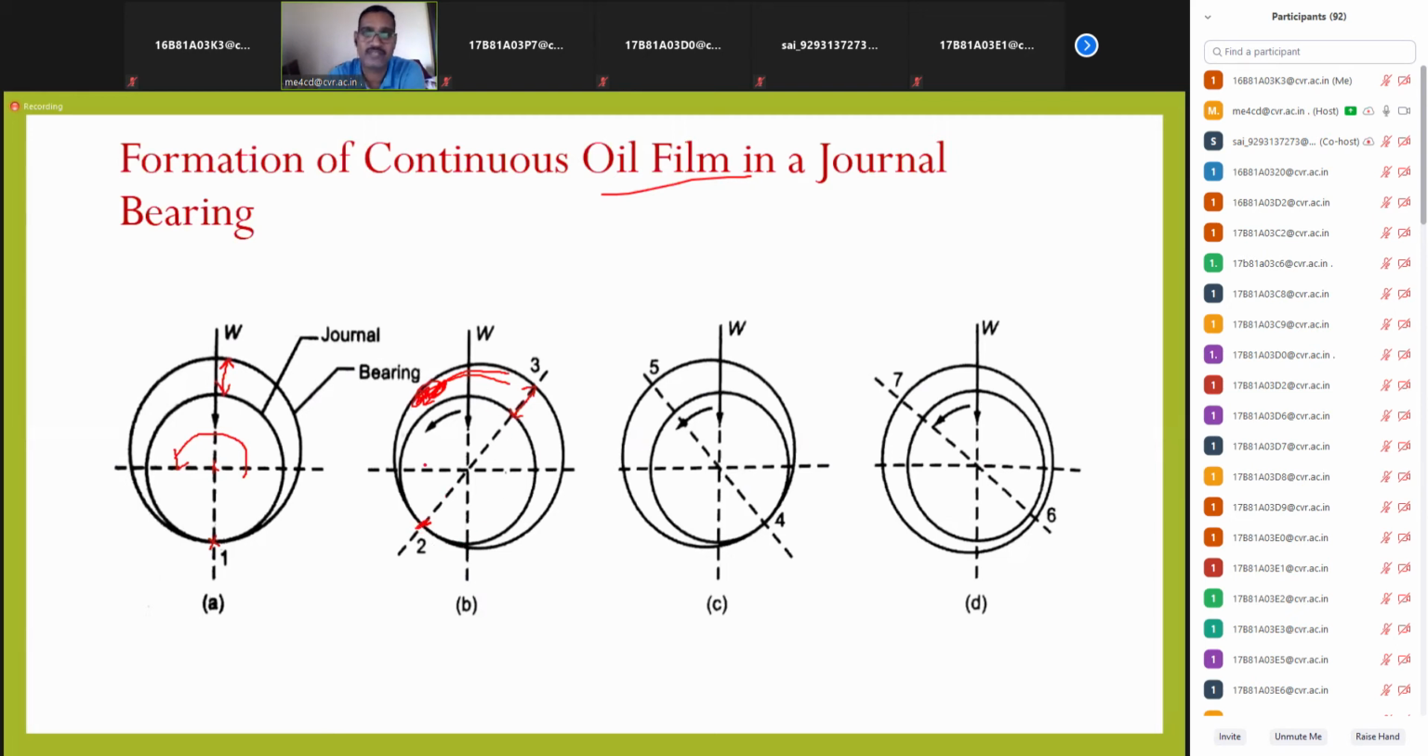So whenever it is rotating, the excess oil thickness on the circumference of the shaft will be moving here and accumulating, right? The oil will be gathering here. Because of that, what happens? The pressure will be developed, and because of that, this oil will push the shaft towards the other side, right? It will push the shaft to the other side.